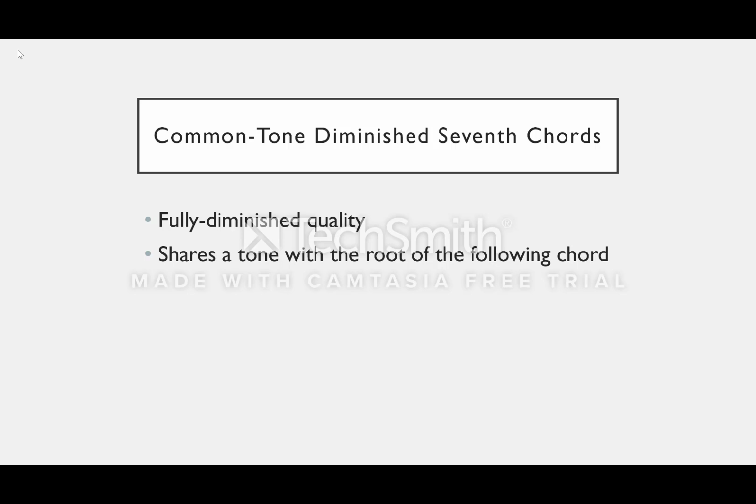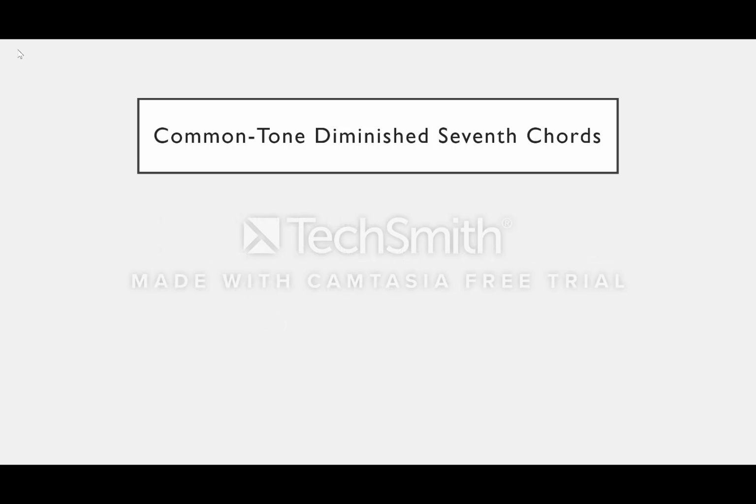Common tone diminished seventh chords don't have an inherent tonic, dominant, or predominant function. They serve only as embellishments to strong harmonies like 1 or 5. Since they don't have a function of their own, they don't receive a Roman numeral. Instead, we abbreviate the name as CT diminished 7. Let's examine a common tone diminished seventh chord in action.